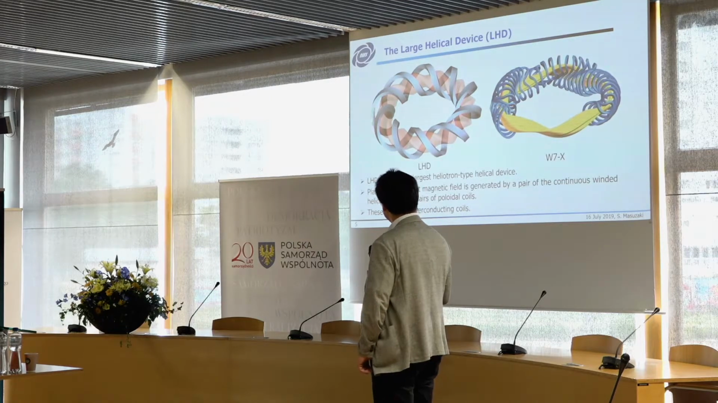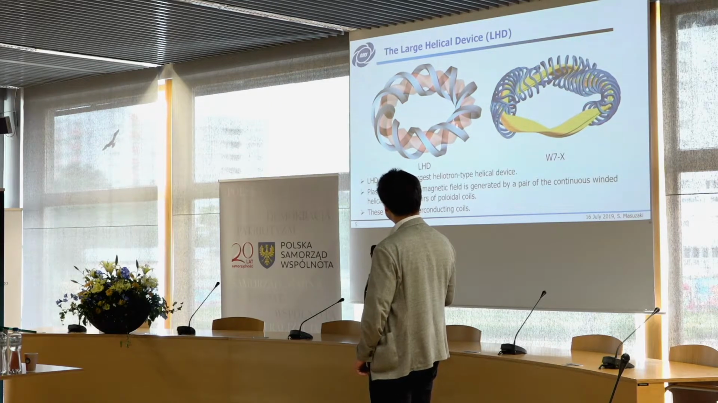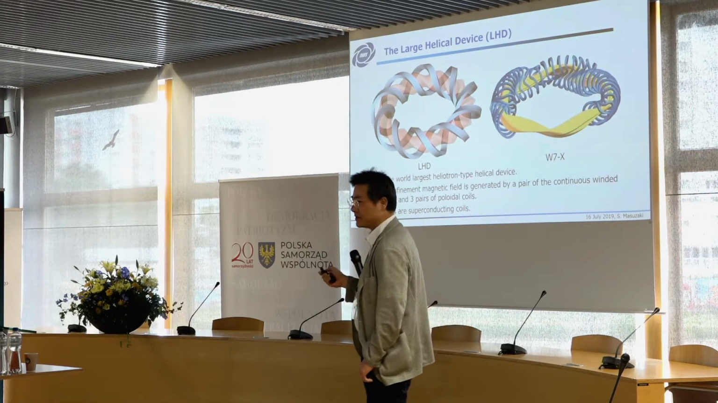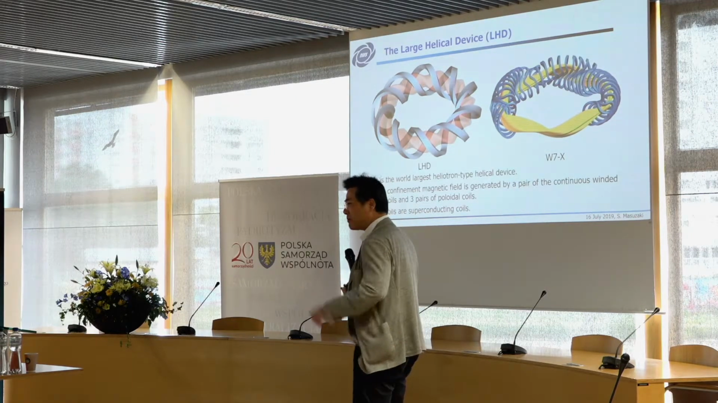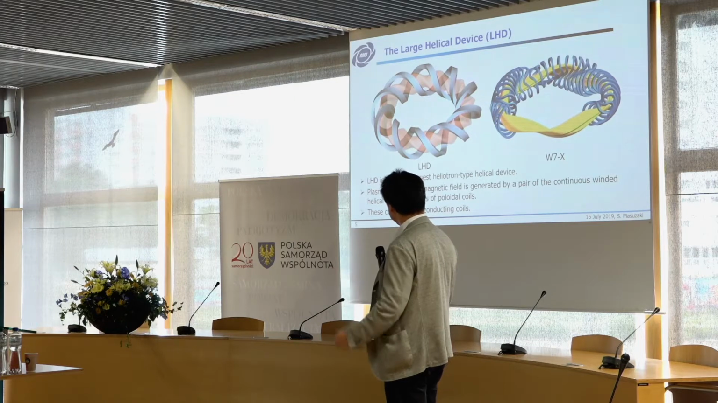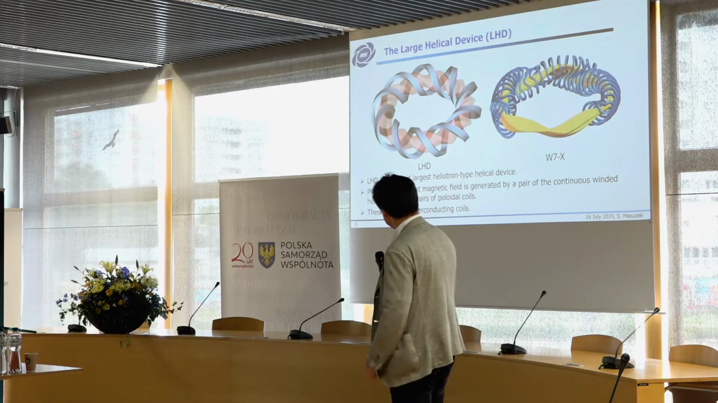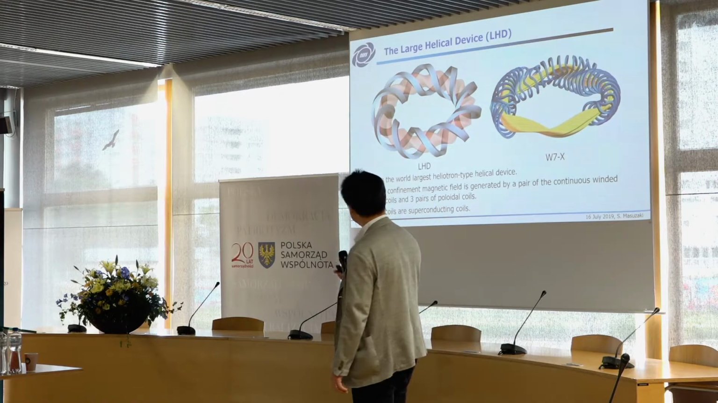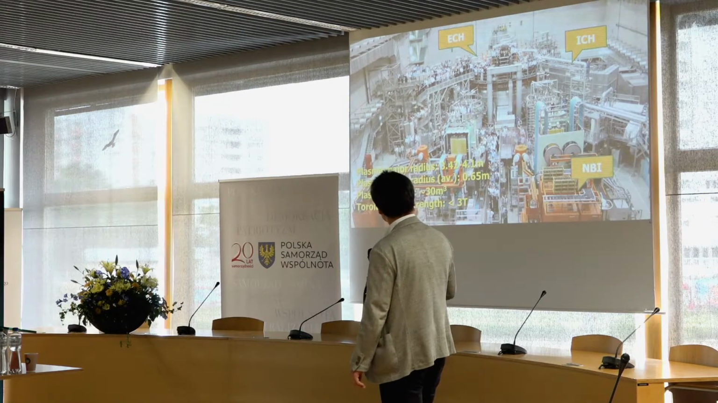This is the LHD coil configuration, very different from Wendelstein 7-X. In LHD, the magnetic field structure for plasma confinement is generated by a continuously wound helical coil, one pair of helical coils. It is not seen here, but we also have three pairs of poloidal coils to generate the vertical field. All coils are superconducting, the same as in Wendelstein 7-X. So this is LHD.